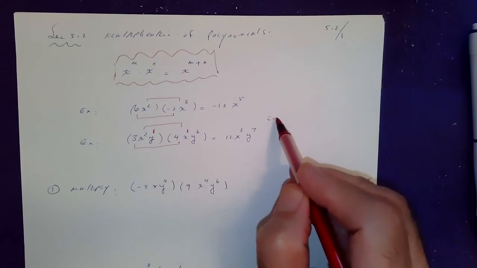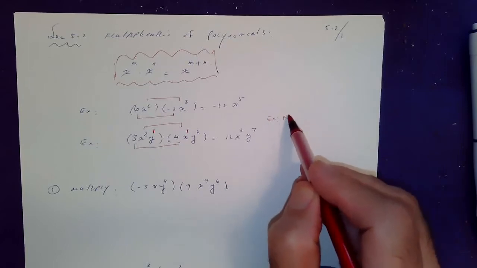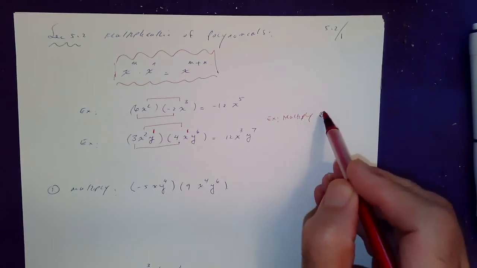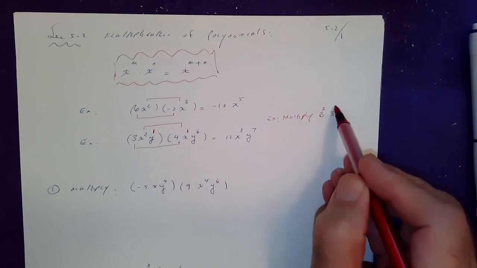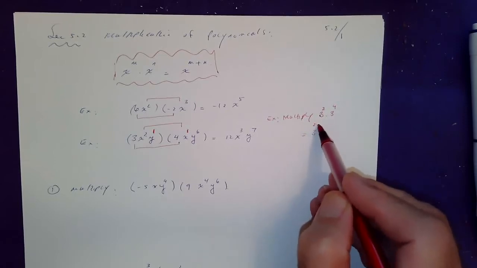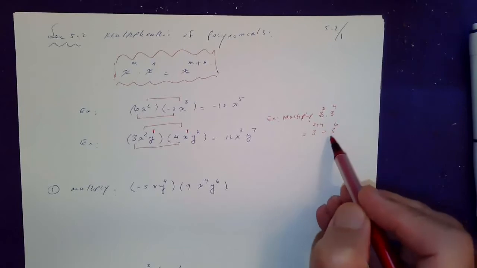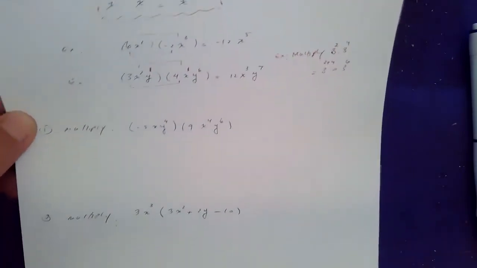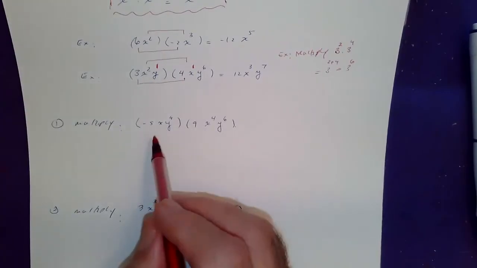Remember, this only works for numbers. Suppose I was asked to multiply, let's say, 3 to the power of 2 by 3 to the power of 4. Did you know the answer is 3 to the power of 2 plus 4, which is 3 to the power of 6, right? So let's do a few examples and go from there.